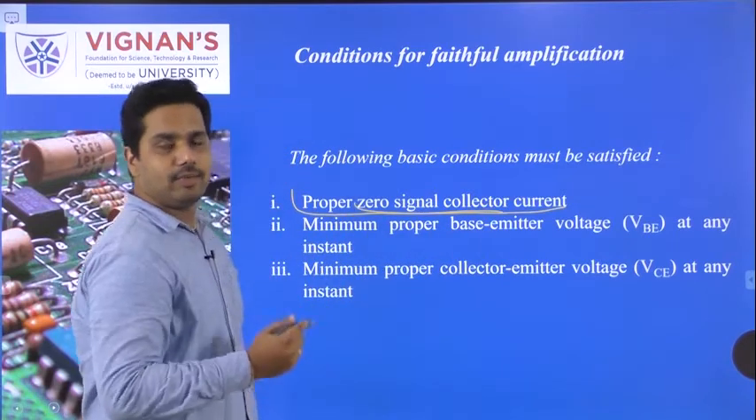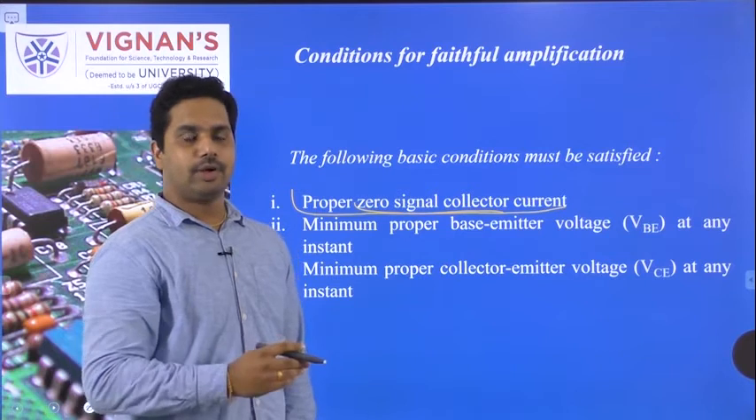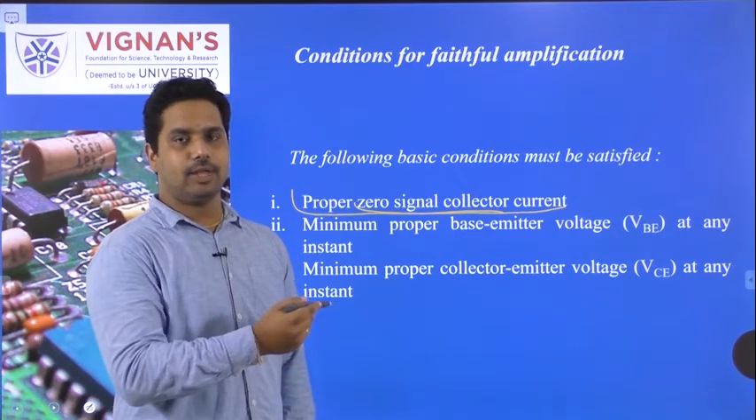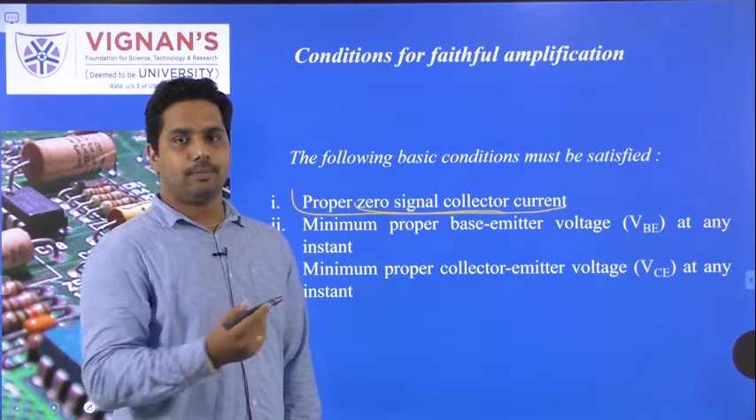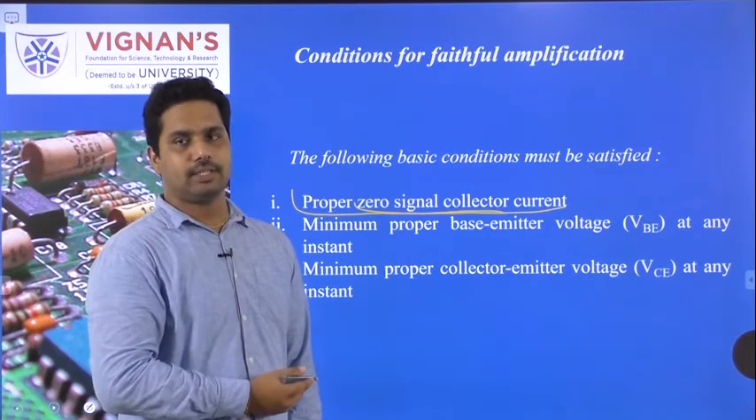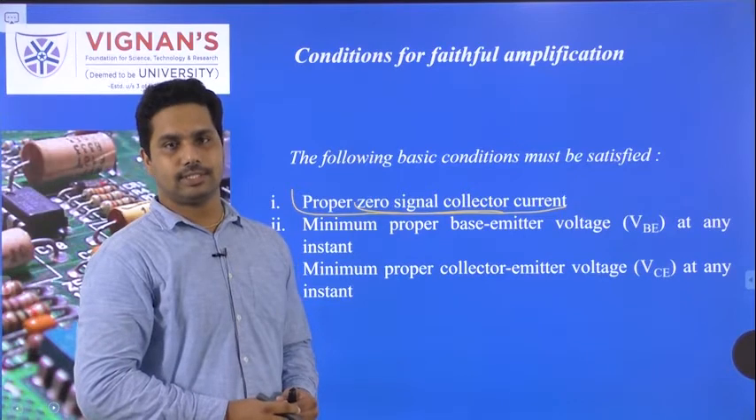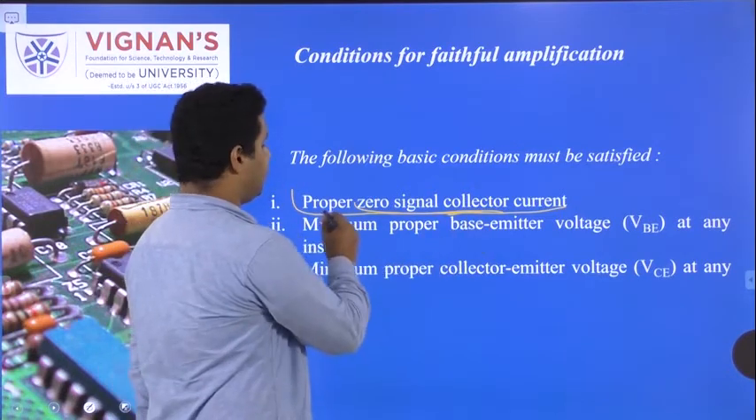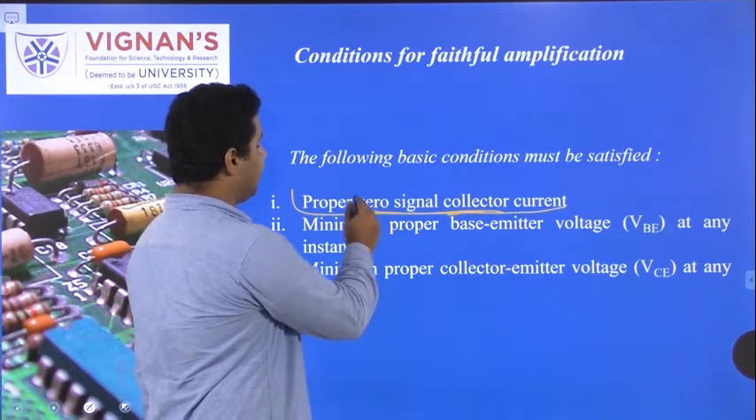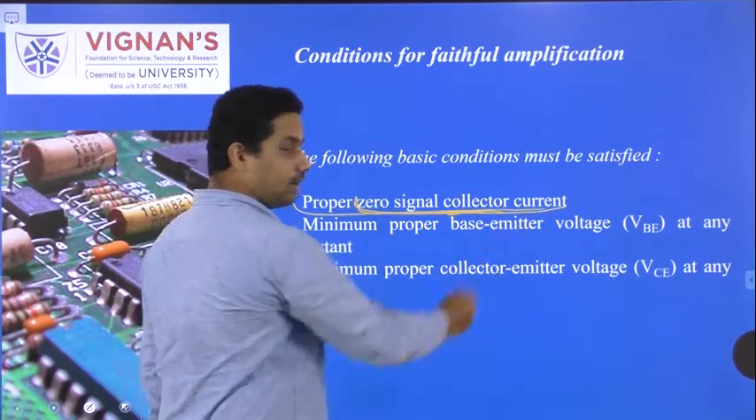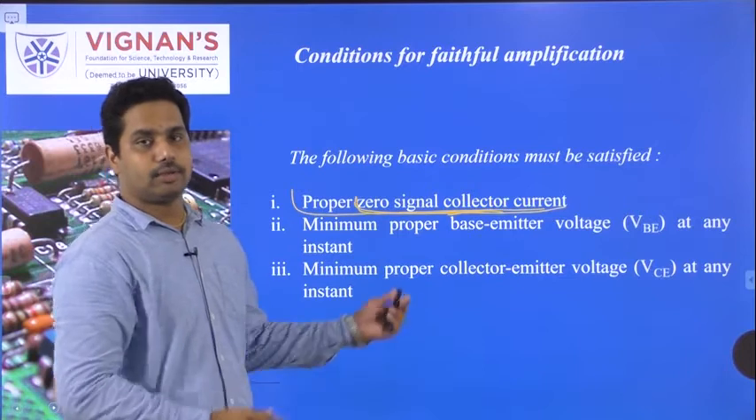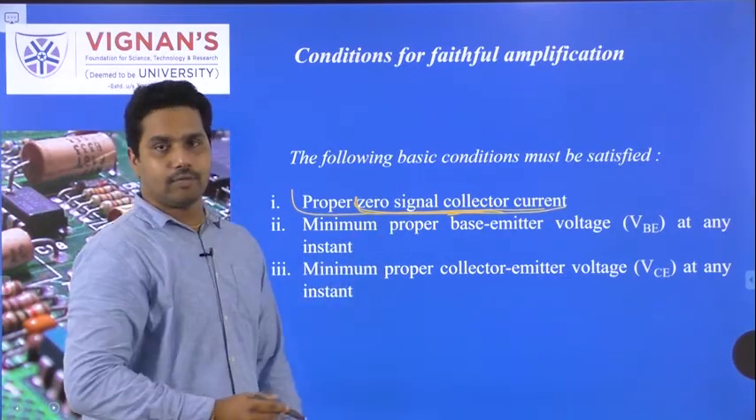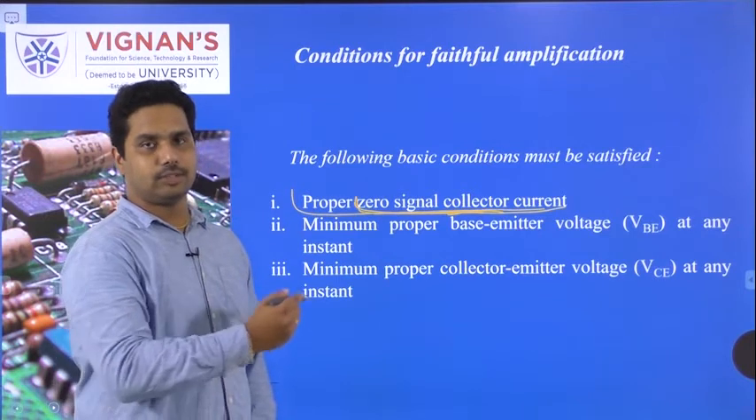That means without giving any signal or any input, only because of the biasing, that means only because of the DC power we provide for biasing and the presence of resistance, how much collector current is generated. We have to make sure that we achieve the proper zero signal collector current. Try to remember this: in order to see this zero signal collector current, we are not applying any kind of signal to the transistor.